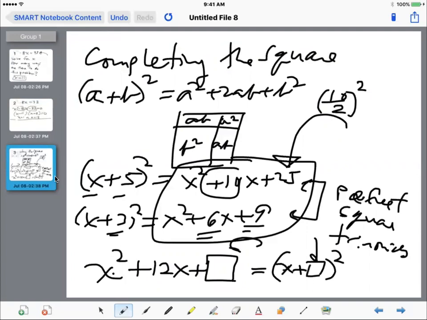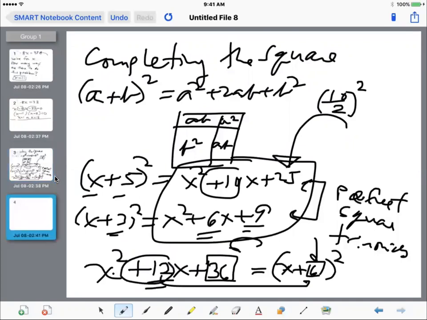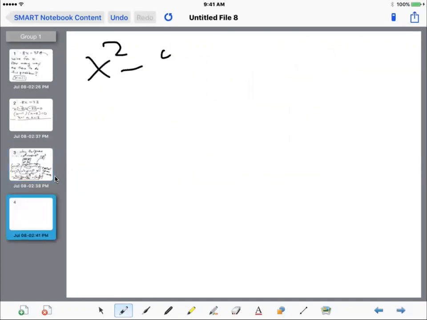You can type some stuff into the comments. Okay, and this is correct. 36 goes into the first box because it's equal to half of 12, and then square that. And 6 goes in the second box because it's half of 12. So doing this initial question, this x squared minus 8x equals 33.